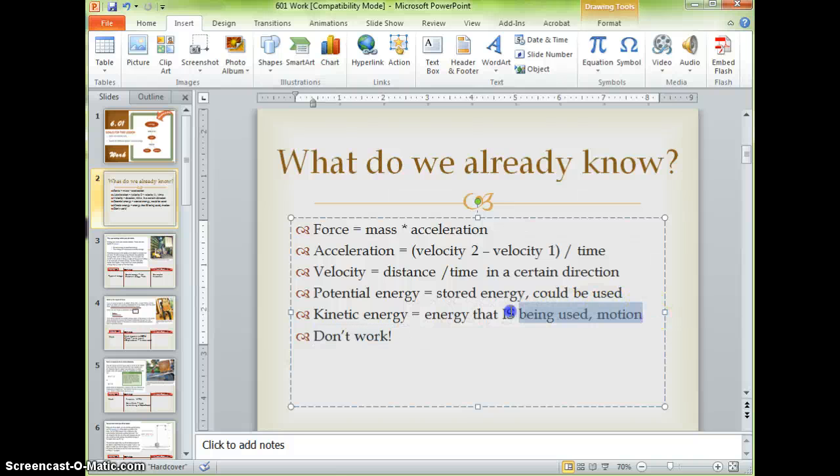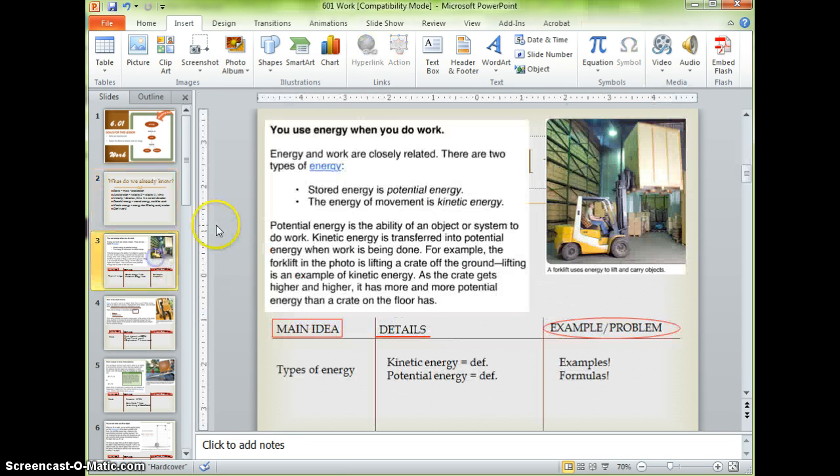What we need to do is take all of this information and put it together, and then we'll know about work. So what do we know? We know that you use energy when you do work. There are two kinds of energy, potential and kinetic. We know that. What's our main idea? Types of energy are the main idea here. There are two types, kinetic and potential, and you should be able to write the definitions of those. You should be able to put examples of each and the formulas of each.